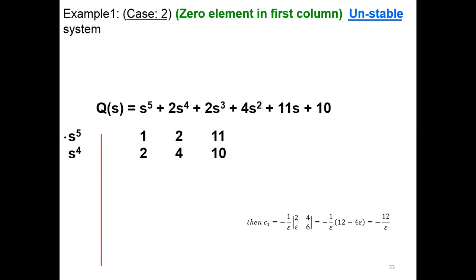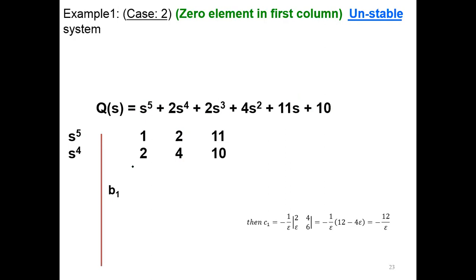First of all, we will make two rows. S maximum power s raised power 5 and s raised power 4. Write coefficients 1, 2, then 2, from here 4, 11 and then 10.